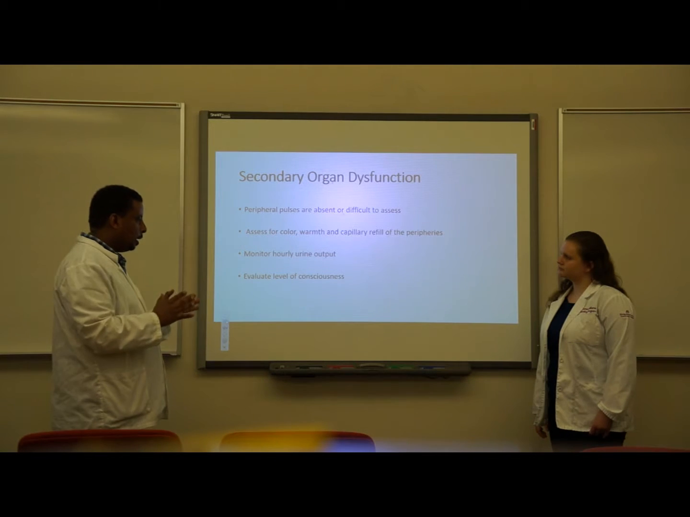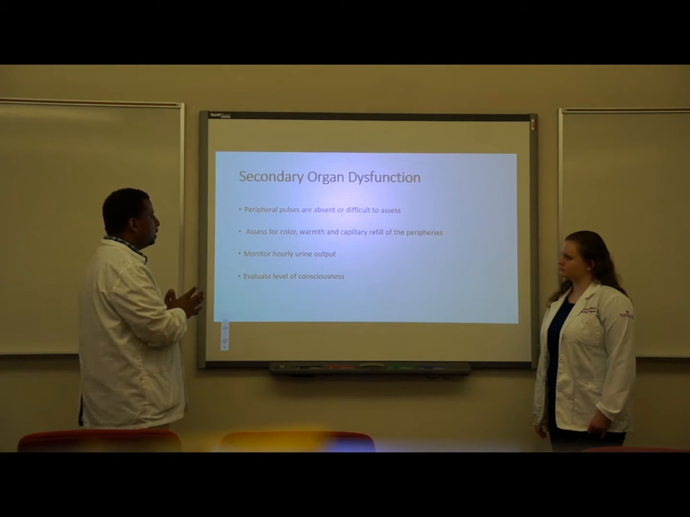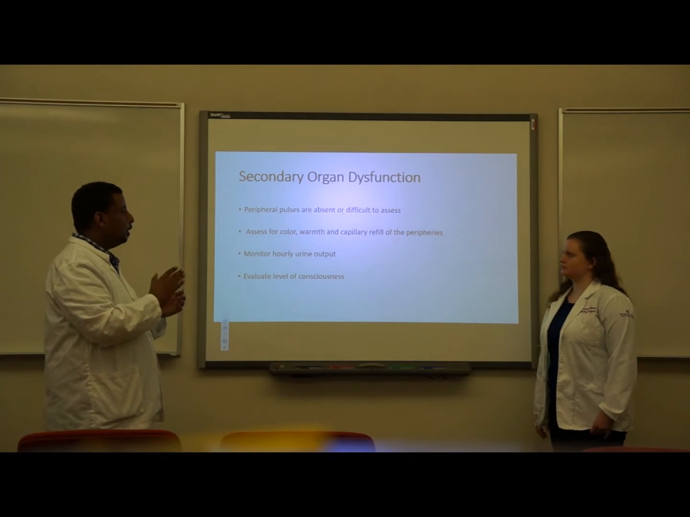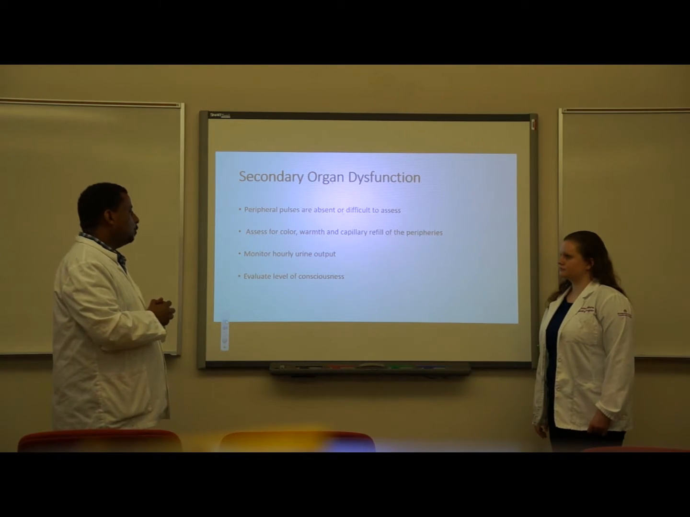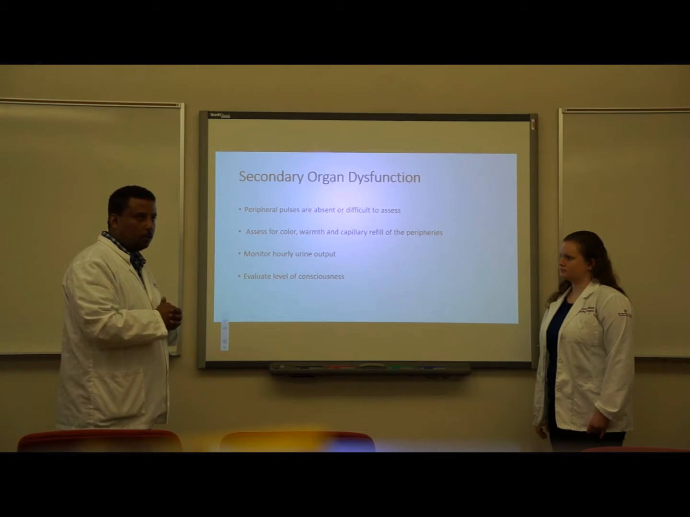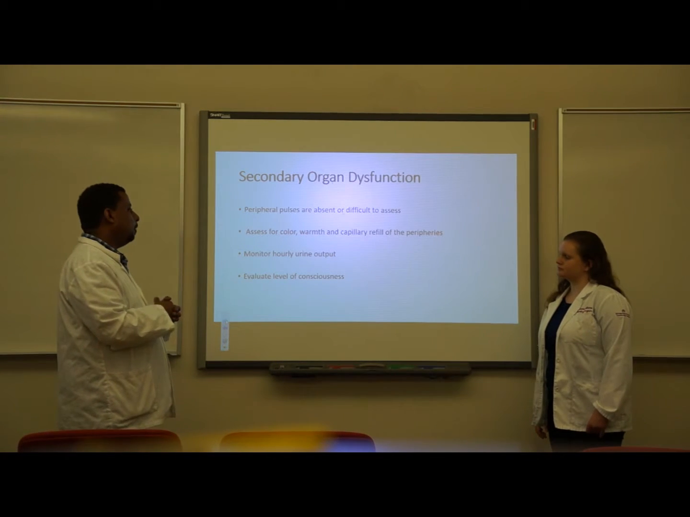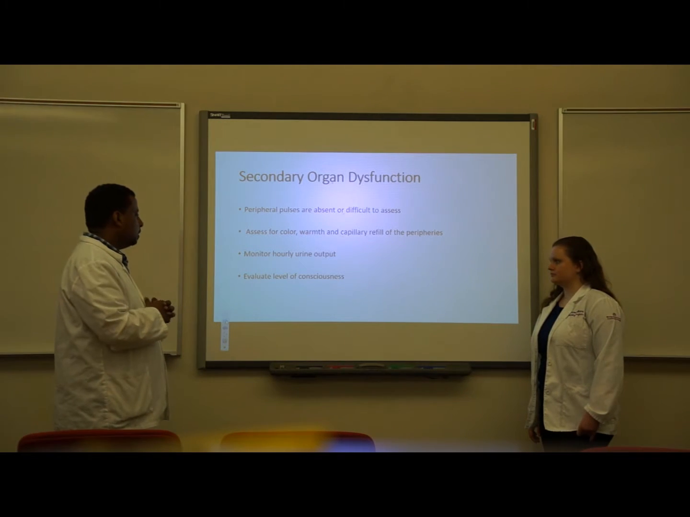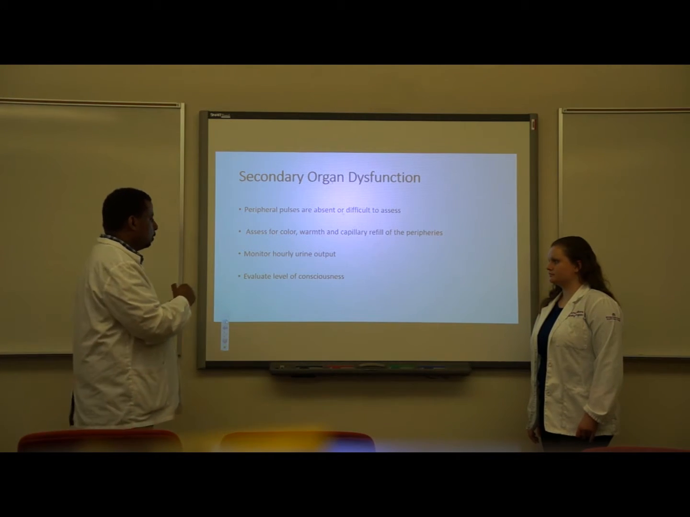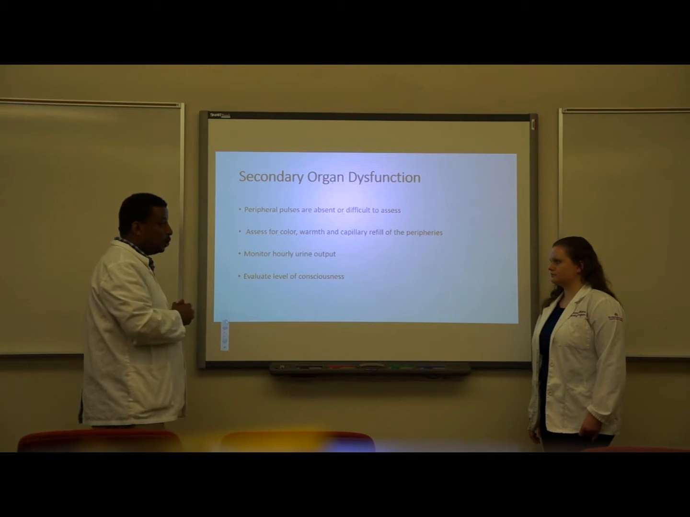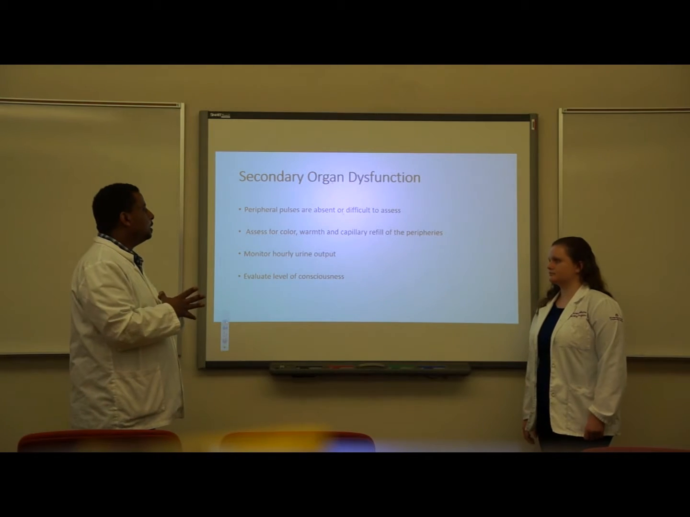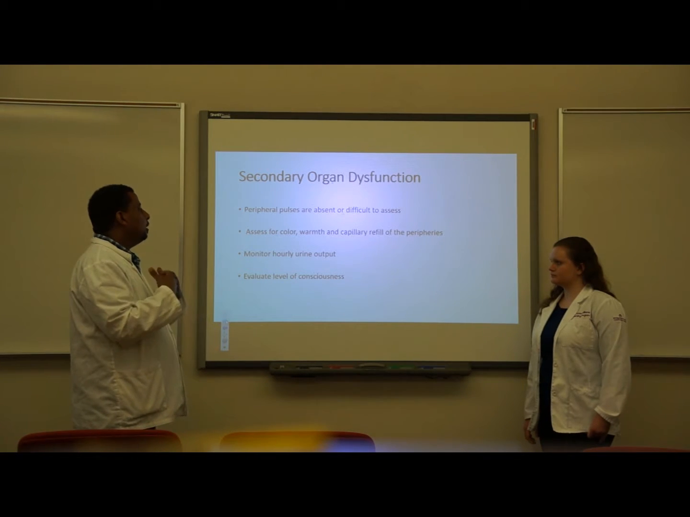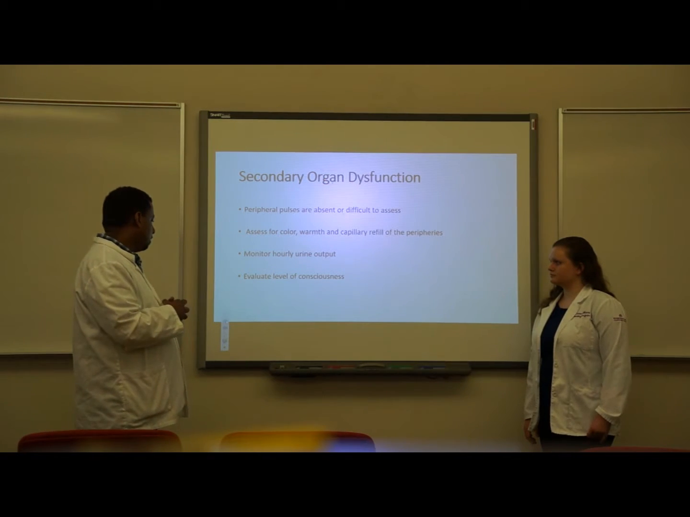So, pulses are not a good measure for us, but we have to assess for the color, warmth, and capillary refill of the peripheries. We also monitor our hourly urine outputs. 30 milliliters per hour is our goal, but we have to assess that continuously. We also have to evaluate level of consciousness. So that tells us how the kidneys are working, how the brain is working, and how well they are perfusing.